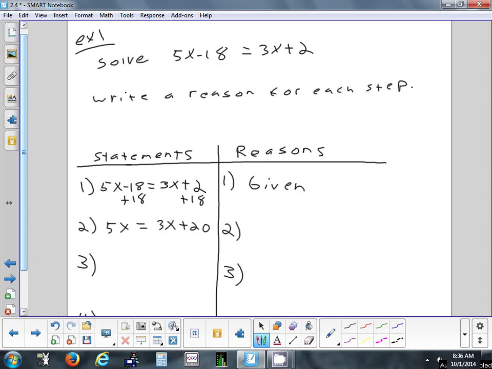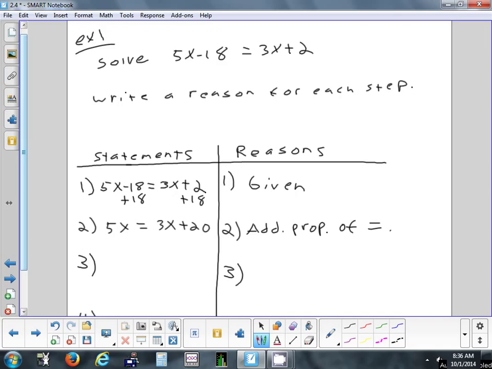What's the reason that allows us to go to step 2? What property did I just use to do that? No, I didn't multiply both sides by a number here. Yeah, I added. This is the addition property. So I'll let you abbreviate it like that, of equality. That's the full name of the property. It's the addition property of equality.